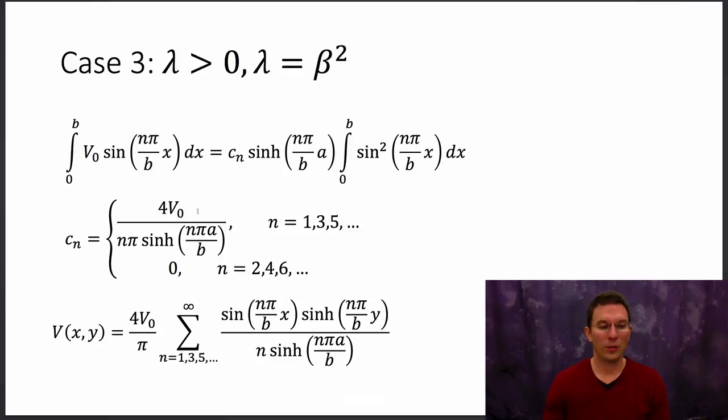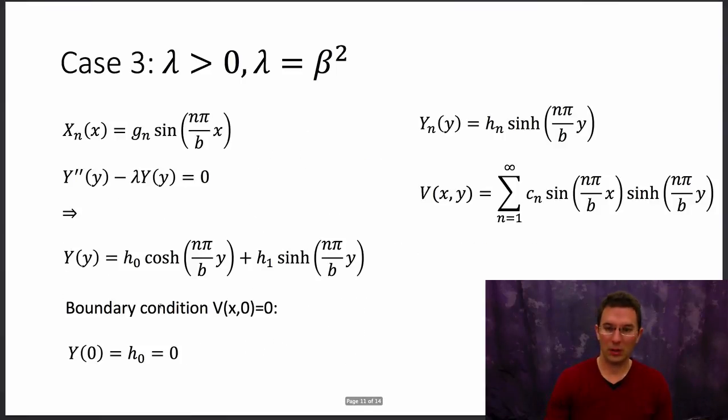Okay. It's equal to 4 v naught over n pi times hyperbolic sine of n pi a over b when n is odd. Okay, you get a non-zero c sub n only for the odd integers like this, and it works out that c sub n will be 0 for even integers. Okay, so the final total solution here for the potential inside of this infinite trough is this expression right here. I've just simply gone back into this equation now, and I've substituted for the c sub n's that we found.